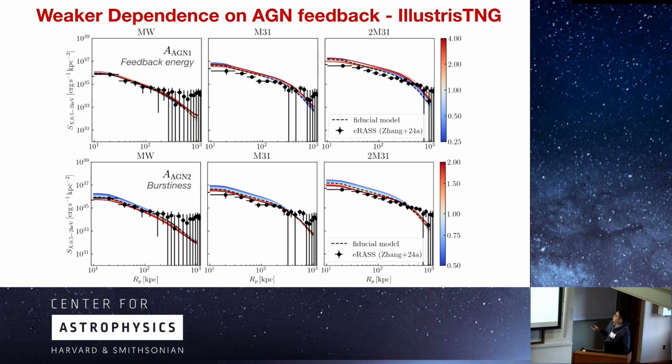Here I'm showing the AGN feedback, the feedback energy and the burstiness, again for IllustrisTNG. In this case, in almost all 3 bins, they are not very sensitive to AGN feedback. When we vary the burstiness, there's some variation in the X-ray surface brightness, but they are all very small.